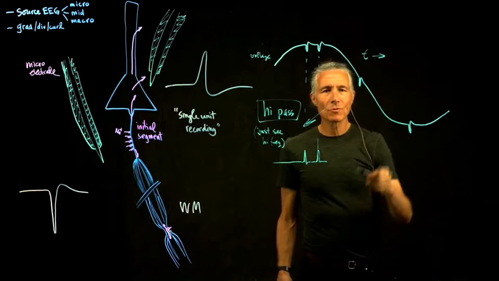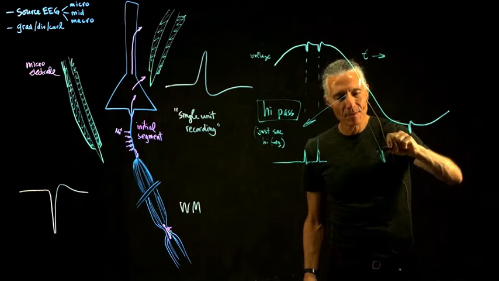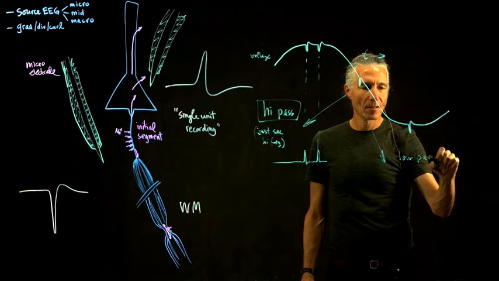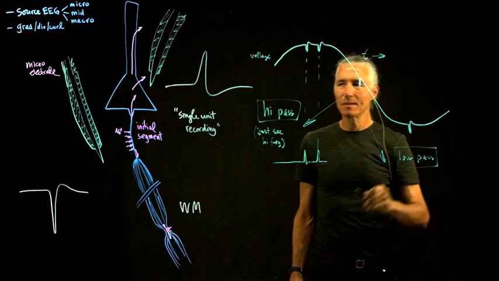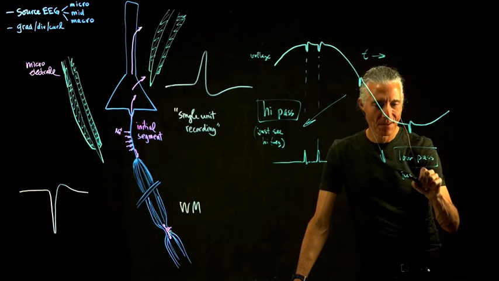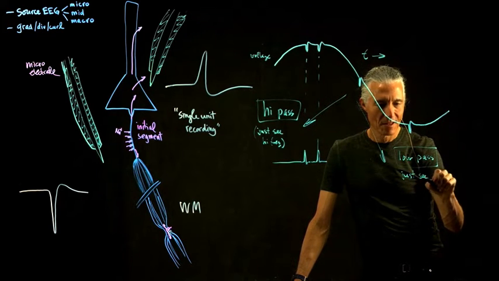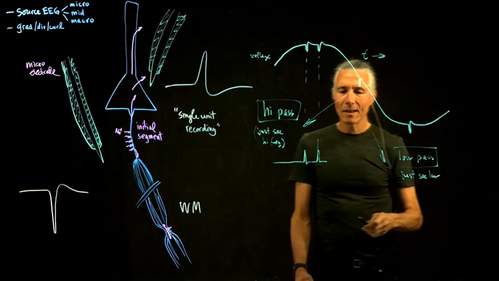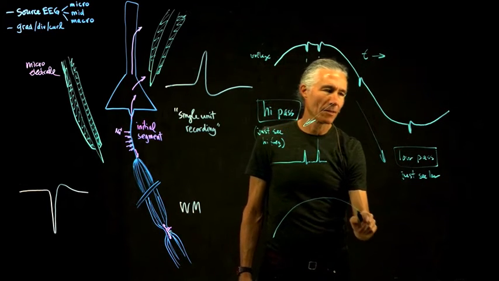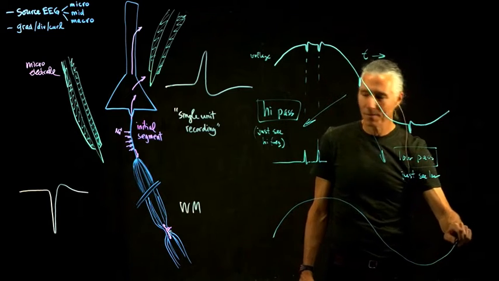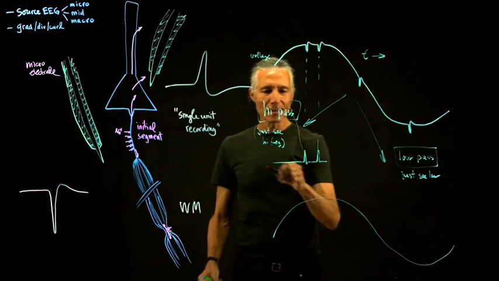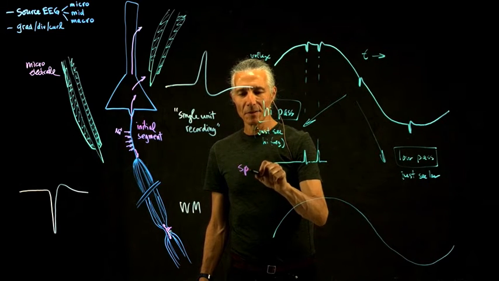But you can also do a low-pass on the same signal. So here's low-pass. Low-pass means just see low frequencies. And if you do that, then you'll just see that low frequency signal. So that signal is in there. And this signal is called the spikes.